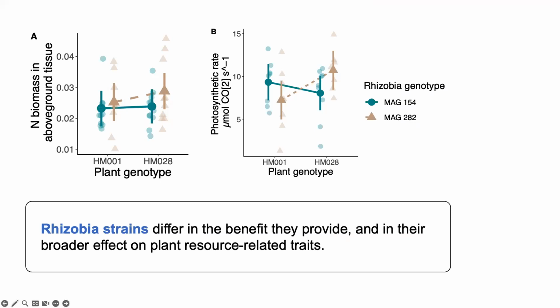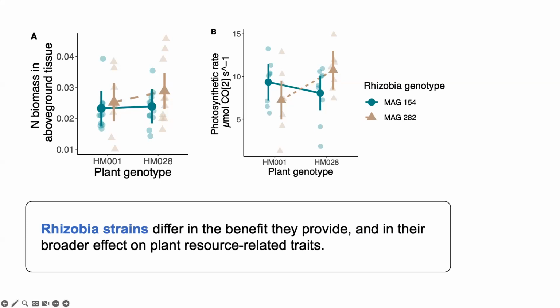One is the total amount of nitrogen that plants accumulate in their above ground tissue. He did this experiment with 2 different plant genotypes, but what I want you to focus on are the different rhizobia strains, which are the different colors in this graph. And what you see is that plants accumulated more nitrogen in above ground tissue with one strain than they did with the other, suggesting that they're reaping a larger benefit from one.